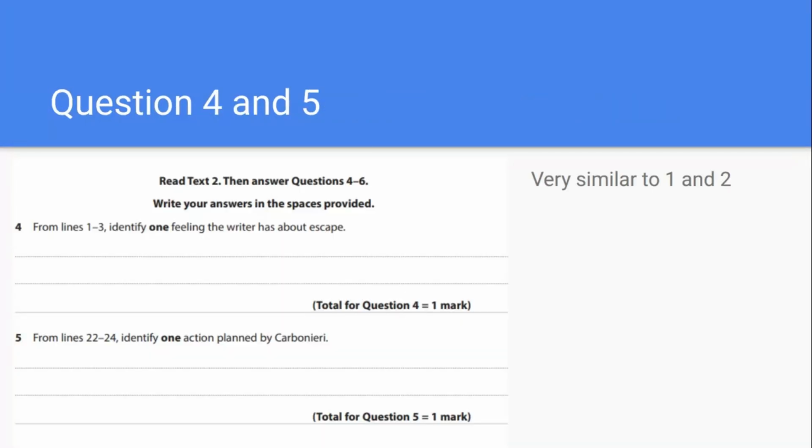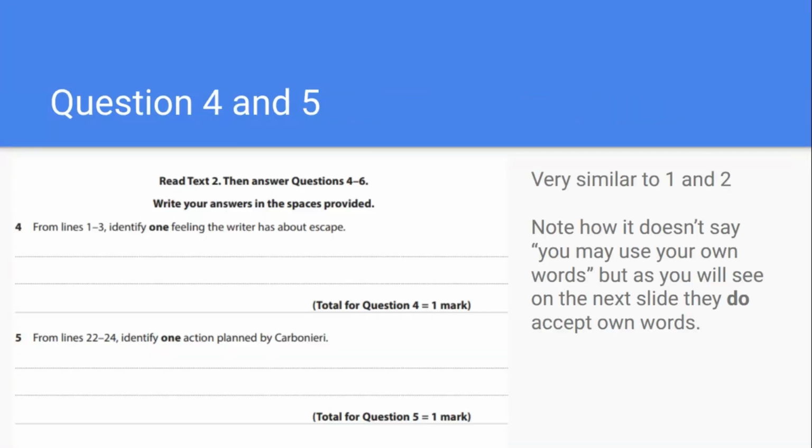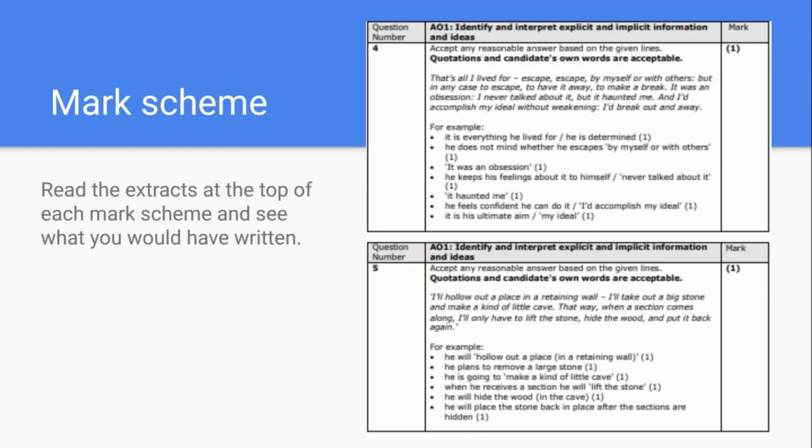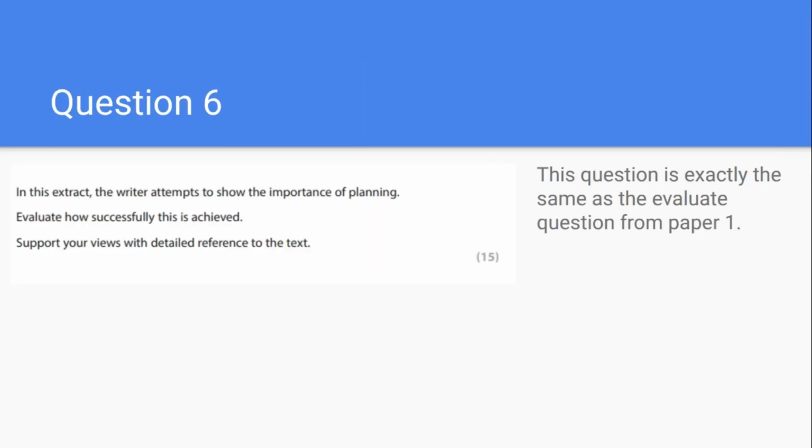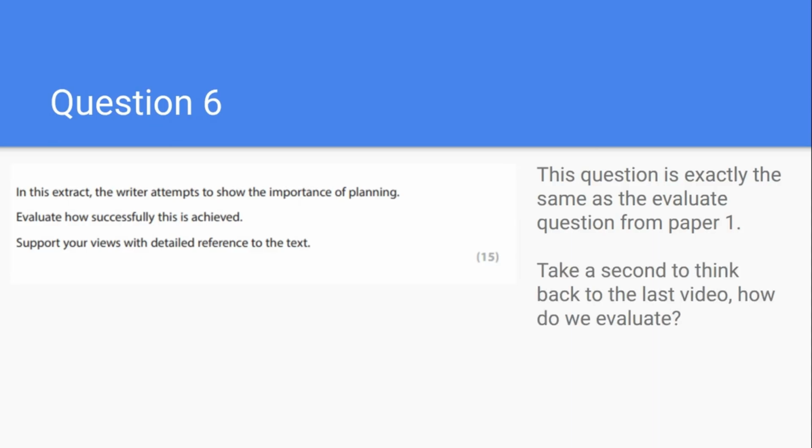Right, questions 4 and 5 are very similar to questions 1 and 2, but this is now text 2. So here are the extracts, and here's the mark scheme. Have a look. Question 6, this is your evaluate question. Again, same as the evaluate question from Paper 1. Have a little think now.